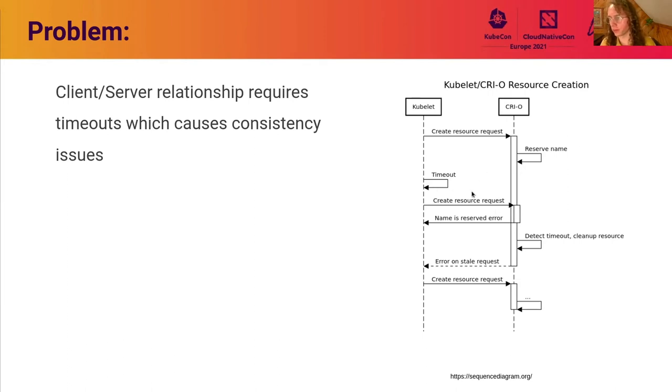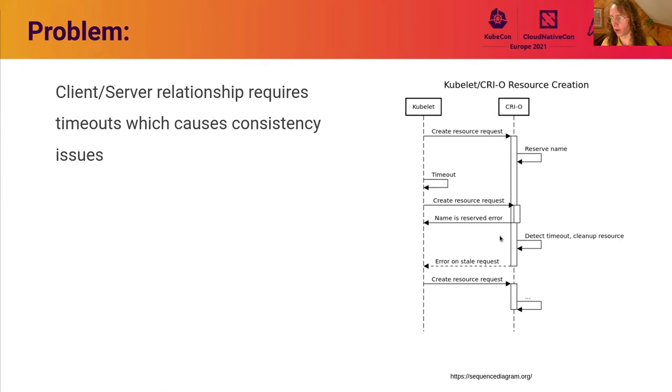Number one, during this time, the kubelet and CRI-O are doing this dance where the kubelet requests the resource and CRI-O returns saying name is reserved. That happens every 10 seconds. And every time that happens, an error propagates through the Kubernetes event system saying name is reserved, the pod sandbox creation failed or container creation failed. For that reason, it's kind of an ugly user experience.